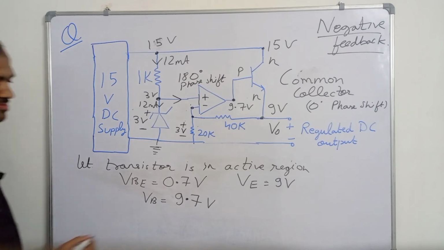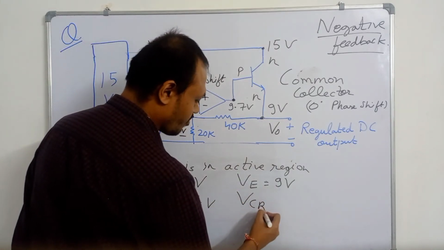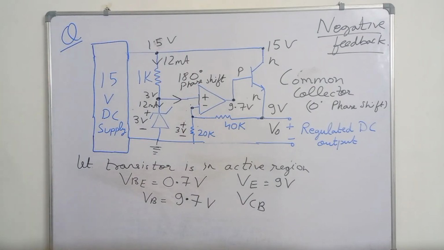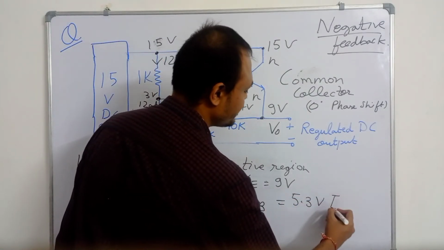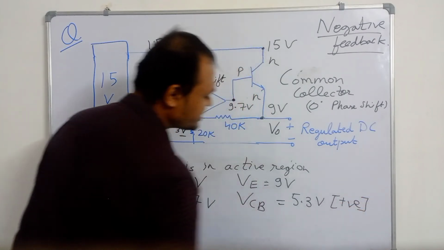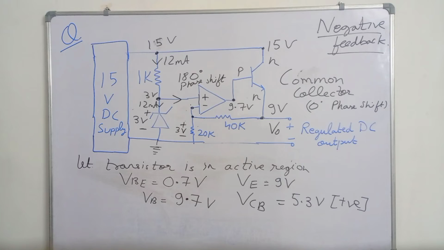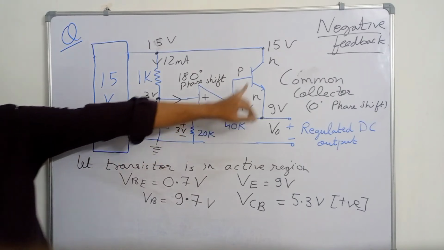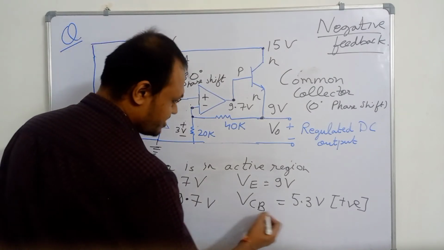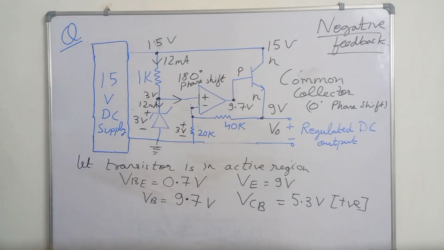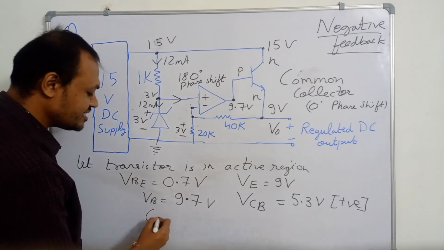So VCB is equal to VC minus VB. VC is 15 volt, VB is 9.7 volt. So VCB equal to 5.3 volt. So VCB is positive. VCB is positive means the voltage of the collector is greater than the voltage of the base. But the collector is N and the base is P. The collector is N terminal and the base is P terminal. So obviously the collector junction is reverse bias. VCB is positive for an NPN transistor. So the collector base junction is reverse bias.